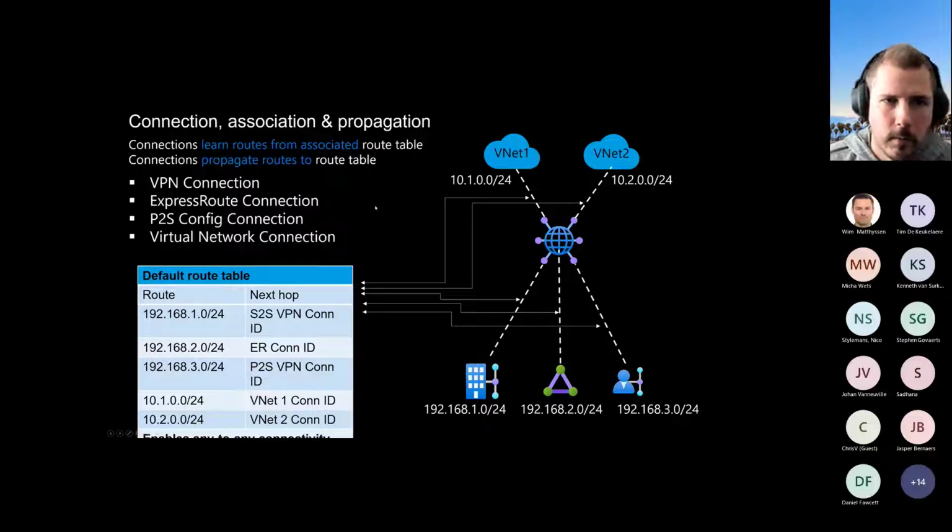Now, the connections also have another unique setting when it comes to the route table, in that they can propagate routes to the route table. So maybe I associate my route table to another connection. I can propagate my networks in that other connection into my route table automatically. So as new networks or new routes become available, those can be propagated automatically into my route table. I don't have to go in there manually to make those updates or changes. They happen automatically.